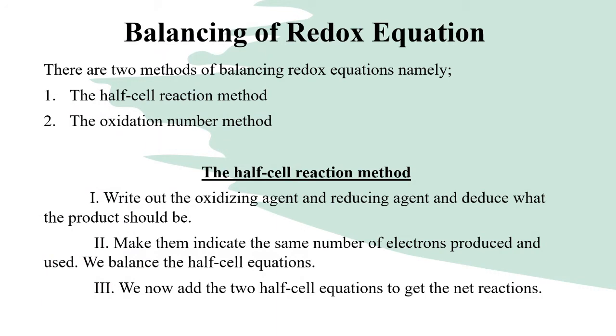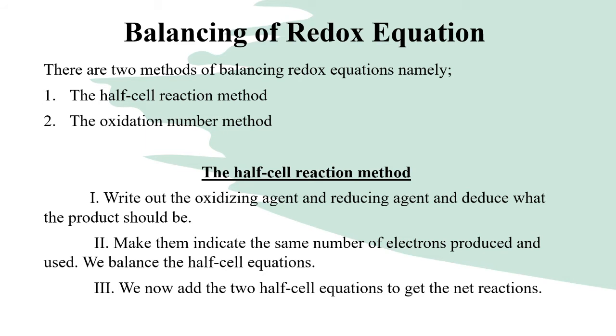How do we balance a redox reaction? There are two methods of balancing a redox reaction. Number one, we have the half-cell reaction method, and number two, we have the oxidation number method. For the half-cell reaction method, we have some steps we are going to follow. Number one, write out the oxidizing agent and reducing agent and guess what the product will look like.